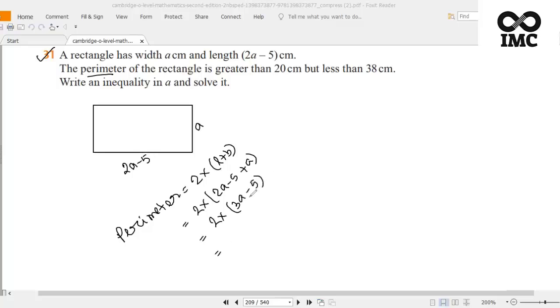Now multiply 3a minus 5 by 2. We will get 2 3s are 6a minus 10. So this is the perimeter of this rectangle.